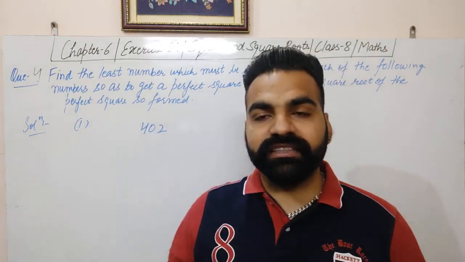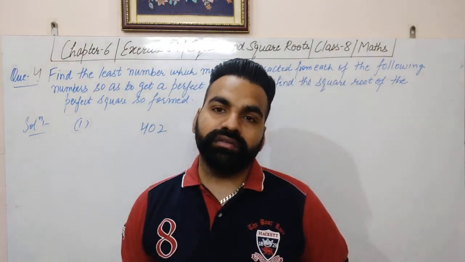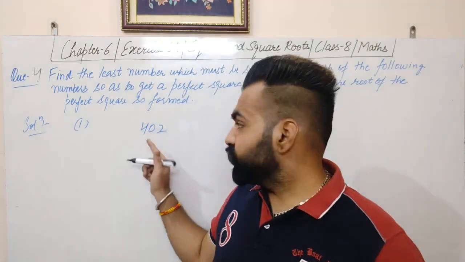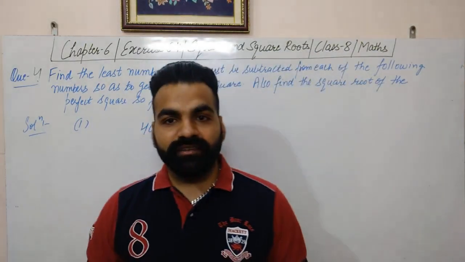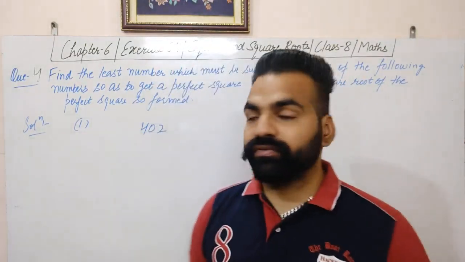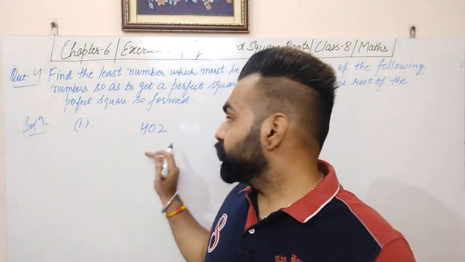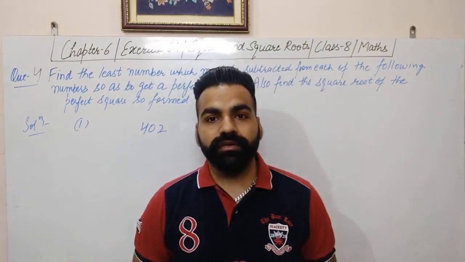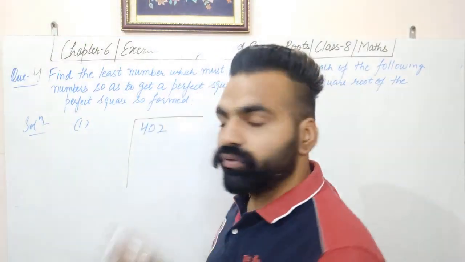In the previous exercises we studied the number which should be multiplied or the number which should be divided. Here we have to find the number which should be subtracted from this number. So we have to do this by the division method. We try to find the square root. The remainder which will be left will be subtracted from this number so that it becomes a perfect square. So try to find the square root of 402.